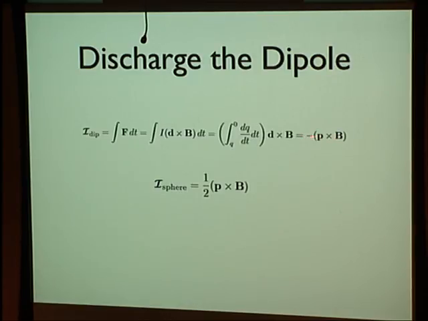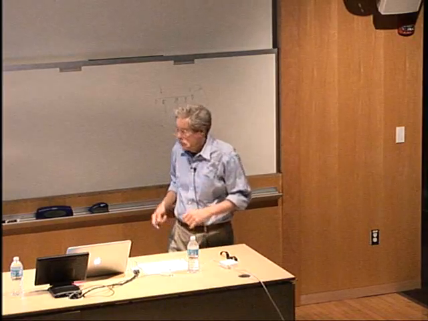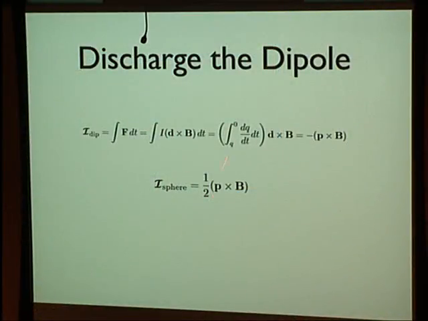Awkwardly, however, it does not exactly cancel the impulse delivered to the dipole. So the dipole gets an impulse in one direction. The sphere gets a smaller impulse in the other direction. But the net momentum of the whole system now is not zero anymore. Not good. Because remember, the total momentum in the system originally, hidden plus electromagnetic, was zero. And yet, when I discharge the capacitor, discharge the dipole now, I get something that's not zero. Well, stick that on the back burner for a moment.